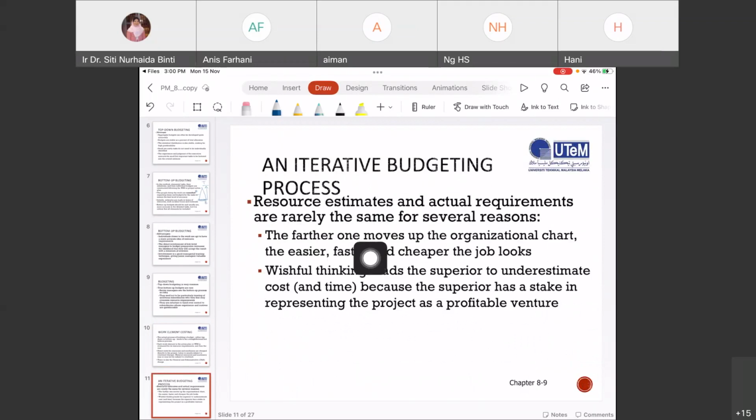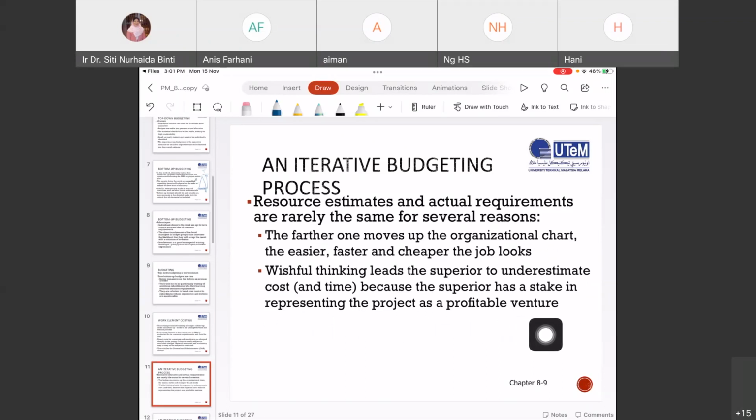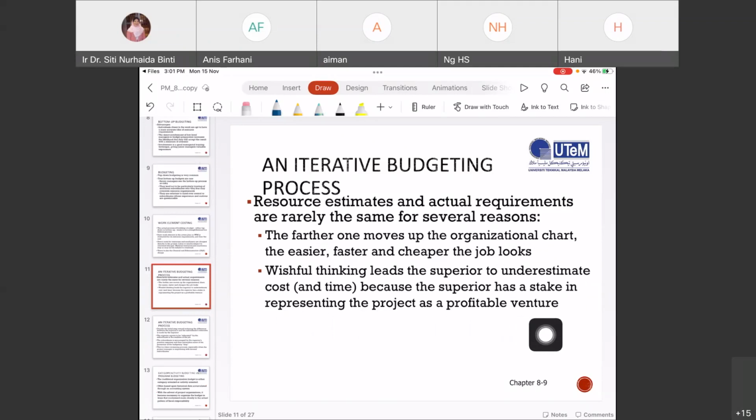The farther one moves up the organizational chart, the easier, faster, and cheaper the job looks. Wishful thinking leads the superior to underestimate cost and time, because the superior has a stake in representing the project as a profitable venture. So, budgeting and costing is an important tool that you can use in your career life as well as your studies.